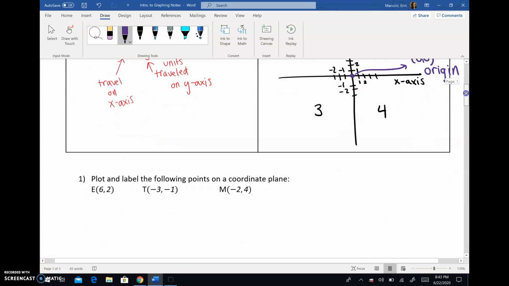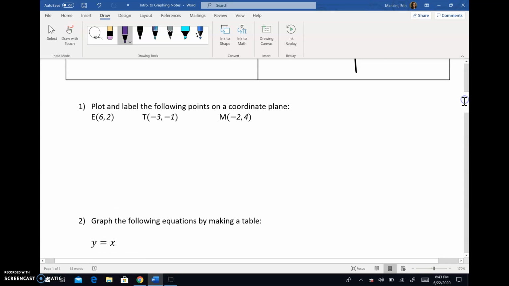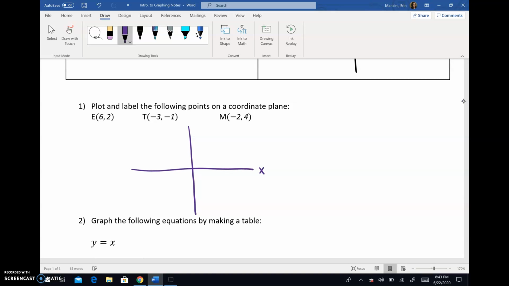So let's move on to actually practicing this, and we're going to plot and label some points on a coordinate plane. First, I'm just going to sketch my axes. Again, this is my x-axis, this is my y-axis. You can sketch it the same way in your notes. I'm drawing this because I know you are at home. So we're going to sketch some tick marks to show 1, 2, 3, 4, 5, and 6. I'm going to do this in every quadrant. Go up to 6 on yours as well.